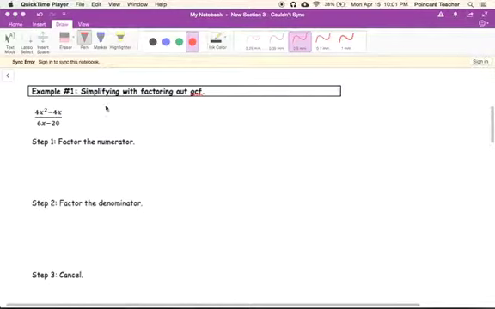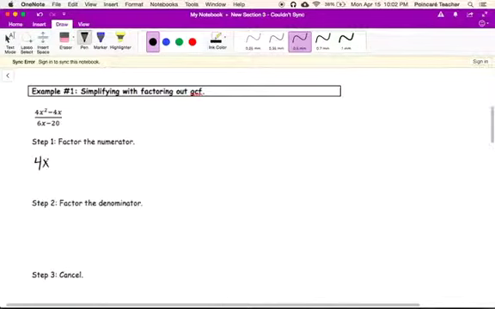So the first example is specifically on simplifying with factoring out the GCF. This is the rational expression, and the very first step is to factor the numerator. The numerator here is 4x squared minus 4x, and I'm going to pay attention to what the common factors are. I want to think about the largest number I can divide out of the number parts and also the variable parts. Looking at just the 4s here, the largest number that divides both is 4 itself.